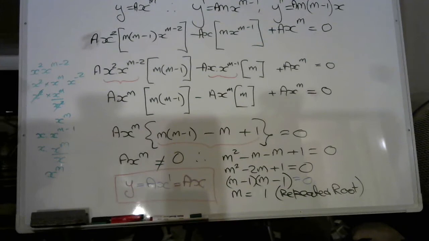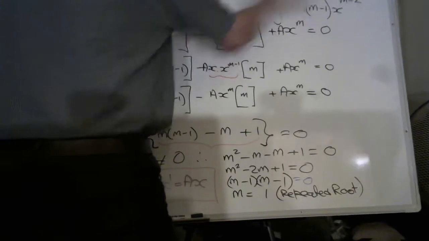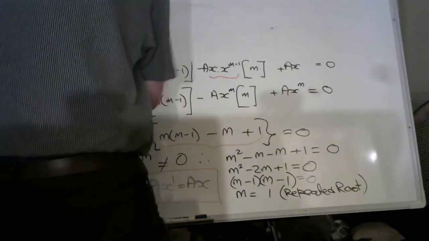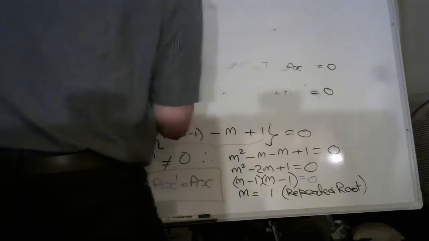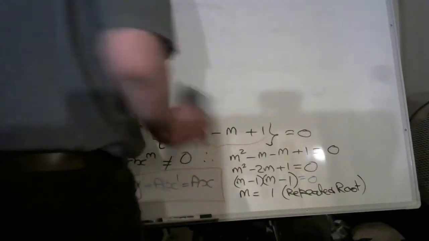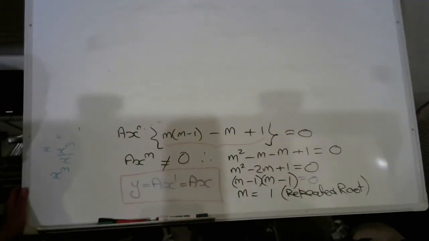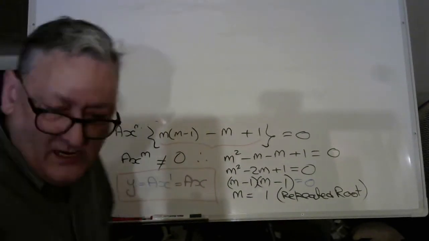Y equals ax. Right, that's one linearly independent solution. Now, I'm going to have to clear the board to do the rest of the analysis. Okay, we'll just leave that bit on the bottom. There we are. Okay, let's move the camera up a little bit.